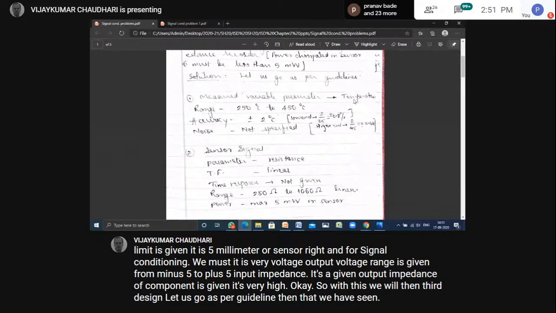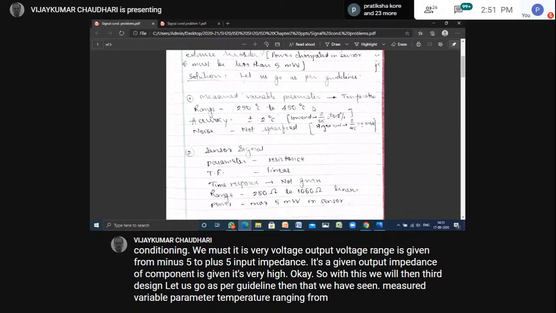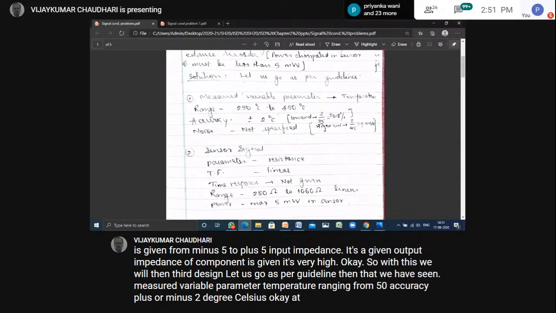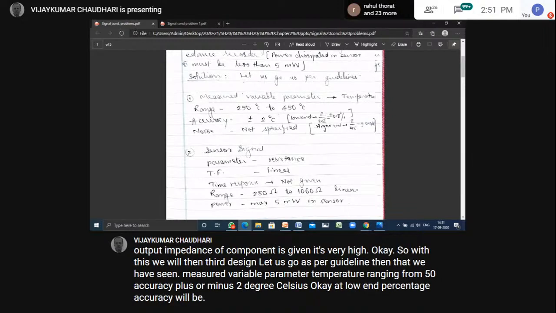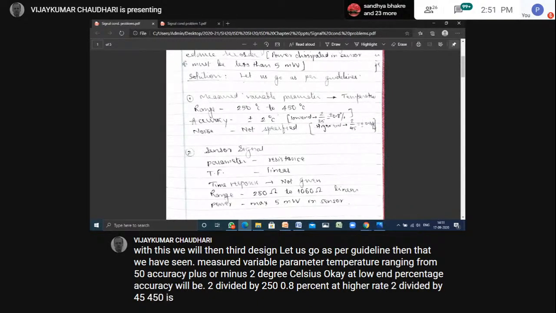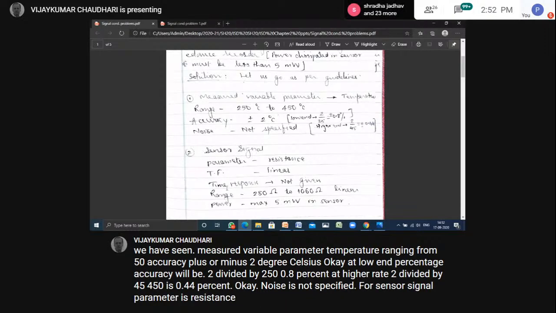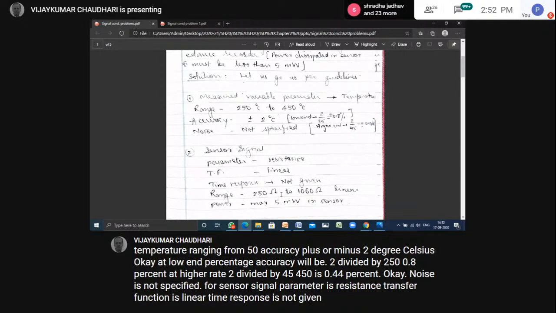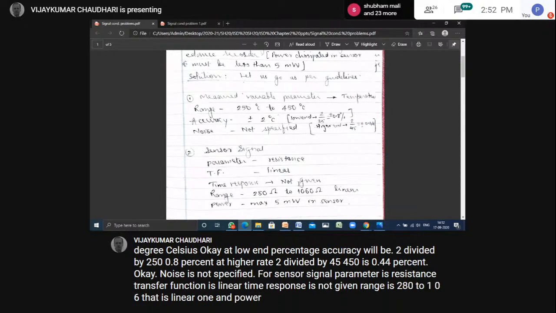Measured variable parameter: temperature ranging from 250 to 450, accuracy plus or minus 2 degrees Celsius. At the low end, percentage accuracy will be 2 divided by 250, 0.8%. At the higher end, 2 divided by 450, it is 0.44%. Noise is not specified. For the sensor signal, the parameter is resistance, the transfer function is linear, time response is not given, range is 280 to 1060, and power is maximum 5 milliwatt for the sensor.